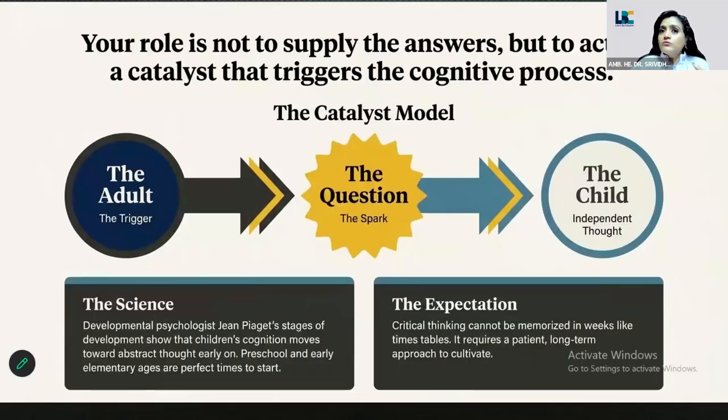So our role is not to supply the answers, but to act as a catalyst that triggers the cognitive process. The catalyst model is adopted. Just put the spark, put the question, the spark, and lead the child to independent thought.